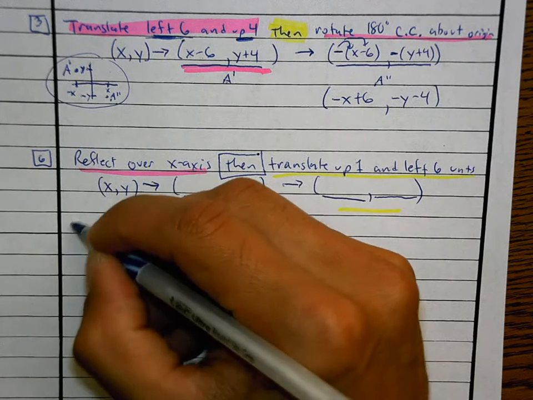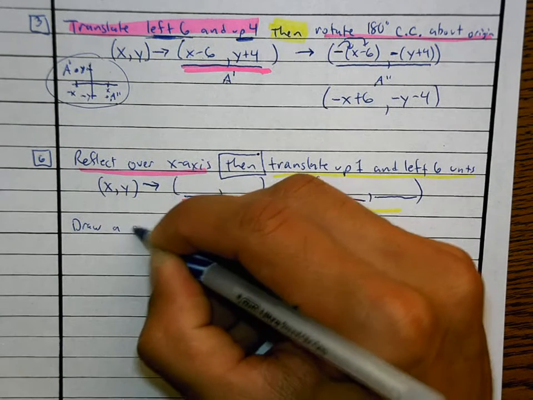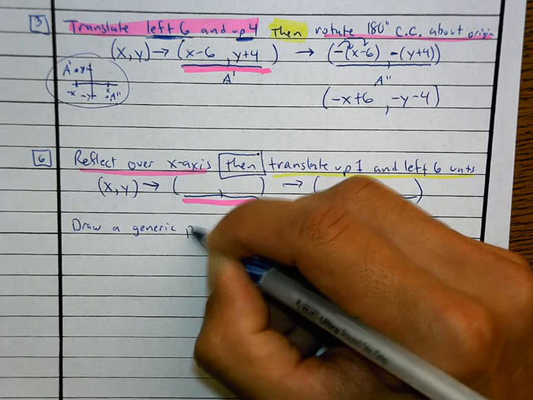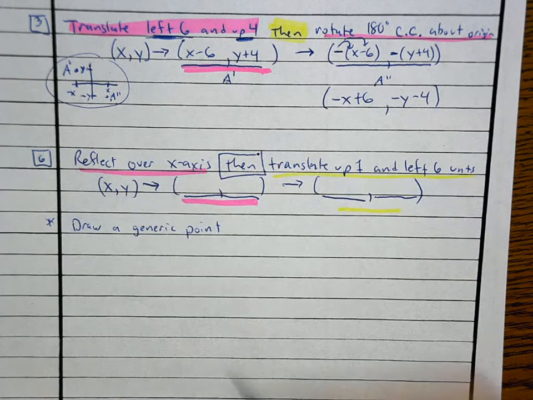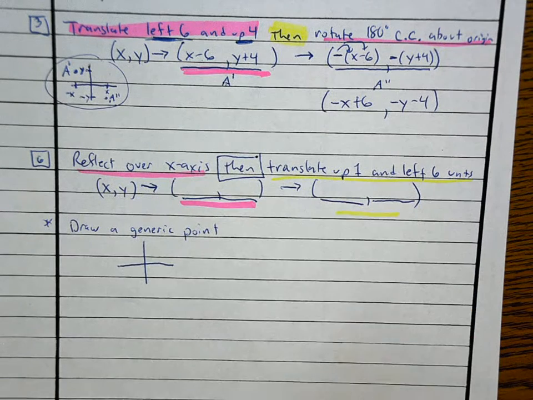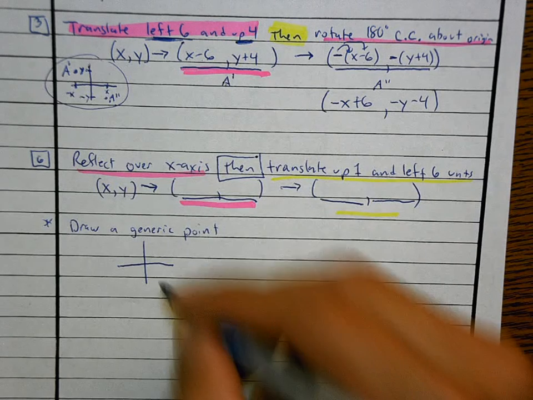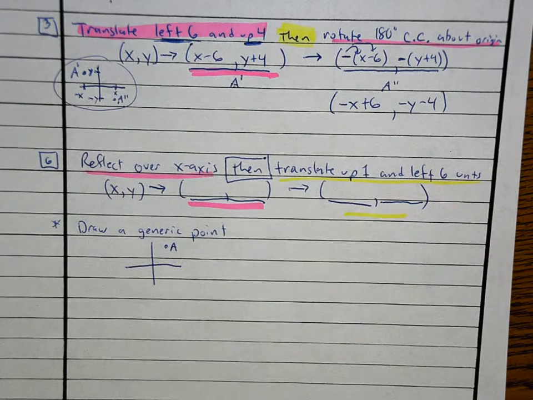I'm going to write this. Draw a generic point. This is kind of if I get stuck. So my generic point is I pick a point somewhere, and it doesn't matter where you put it. I draw a generic, here is A. A generic point. It could be in quadrant 1. It could be in quadrant 2. It could be in quadrant 3 or quadrant 4. It doesn't matter. I have a generic point. Here's an A right there.